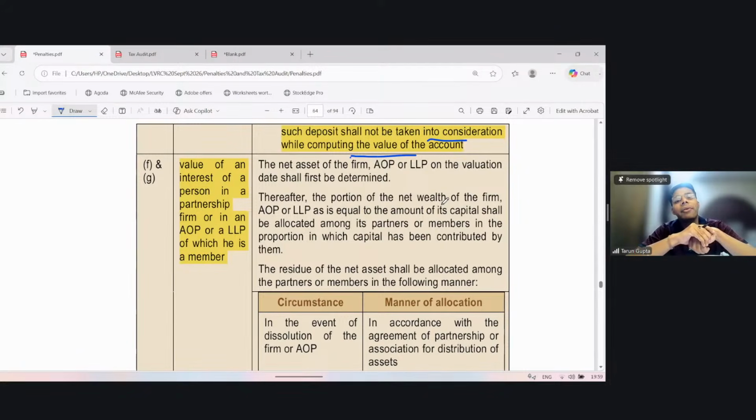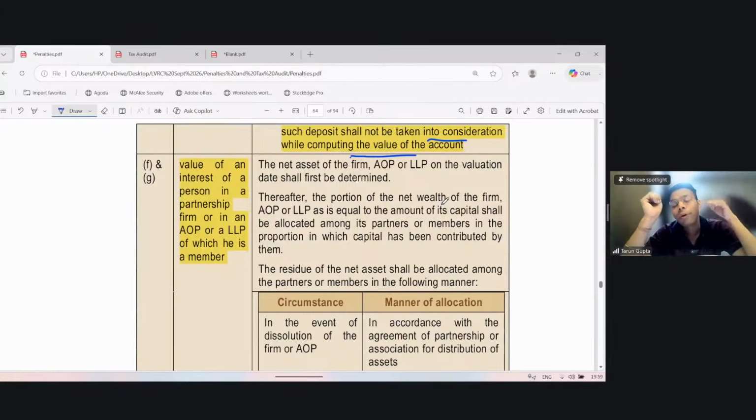Dissolution ratio means, if it is there that on dissolution, what the partner shall receive, if there is any ratio given in the partnership deed, the remaining amount shall be distributed in such ratio. If there is no such dissolution ratio, then the remaining amount shall be distributed in the PSR, profit sharing ratio.